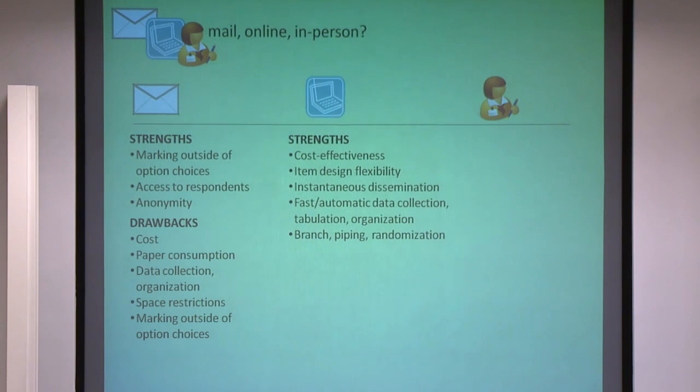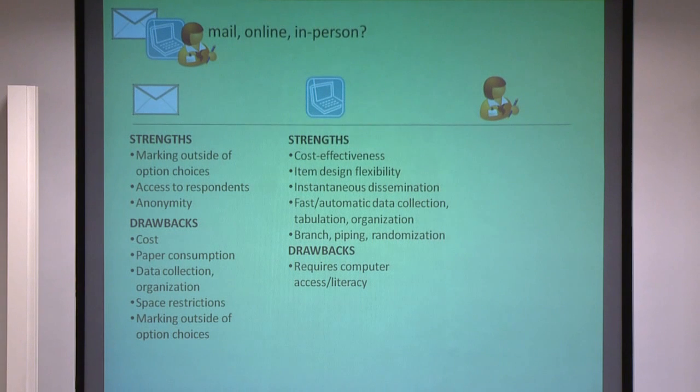Branching, piping, randomization. Remember branching. If you answered yes, please go to question 3. You have to say that on a paper. It just does it automatically. Piping is when you have a response prior in the survey, and that information appears later. Boom, it pops up and shows people that information so you can ask a related question. Randomization of items as well to prevent any ordering effects.